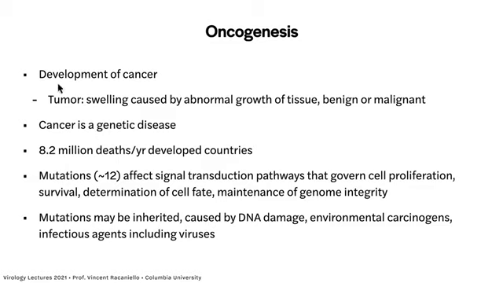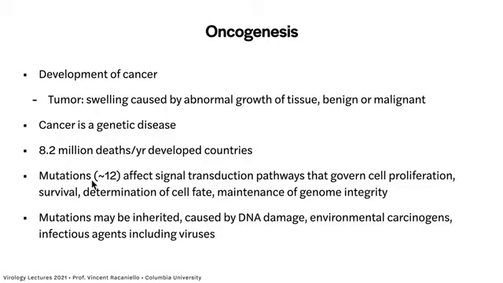Oncogenesis, of course, is the development of cancer. And a tumor is a swelling that can be caused by abnormal growth of tissue. It can be benign and remain restricted, or malignant and spread to other sites. Cancers don't all have to be tumors. They can be cellular cancers like leukemias. And cancer is a genetic disease. There are changes that occur in the genome that lead to it. About 8 million deaths a year in developed countries. Why developed? Because in those countries you live long enough to sustain many of the cancers.